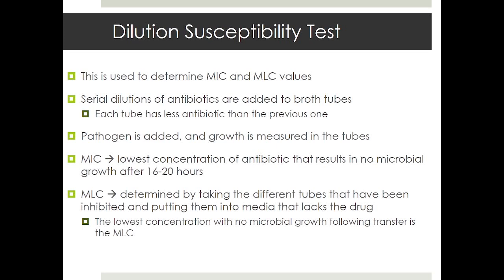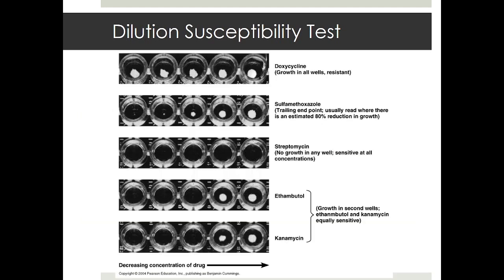And from those, you look at the concentration that was the lowest where cells were killed. So this is a great example of some wells that have been inoculated with bacteria with varying concentrations of drugs. So here you can see we're testing a certain bacterial species against a bunch of different medicines. Up here you can see doxycycline, for example. We have growth in all of the wells of this experiment, meaning that none of the concentrations of doxycycline that were applied were effective in either inhibiting or killing that particular species.